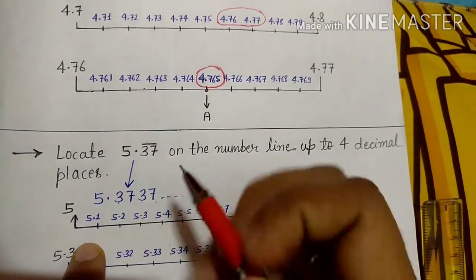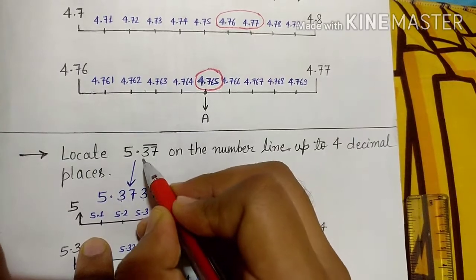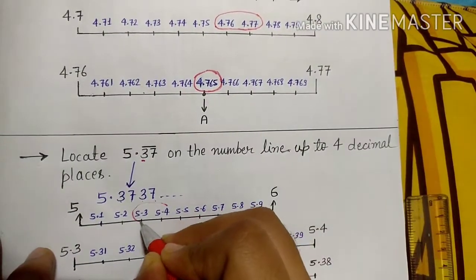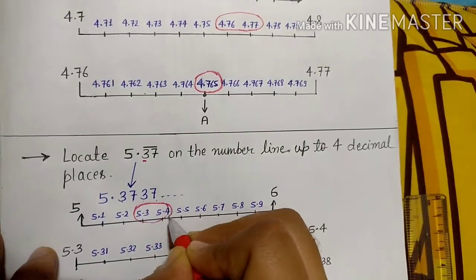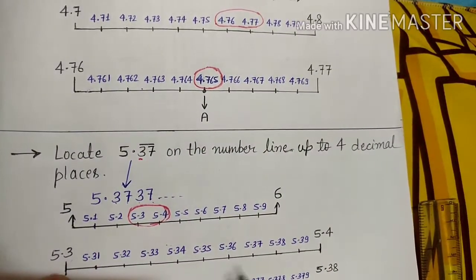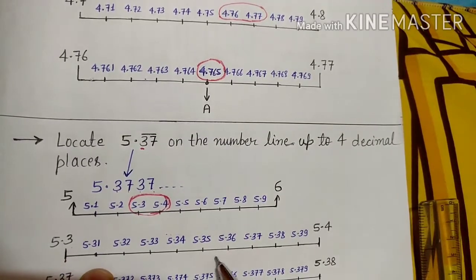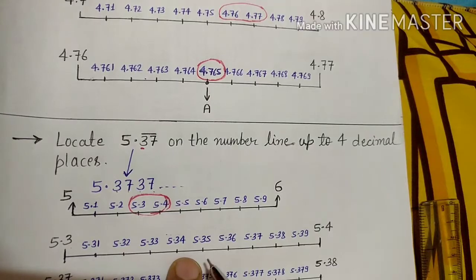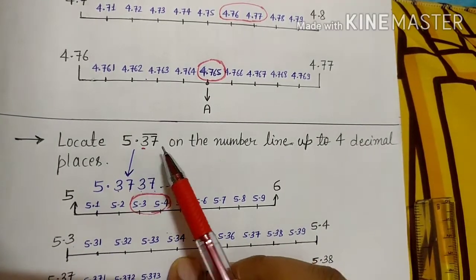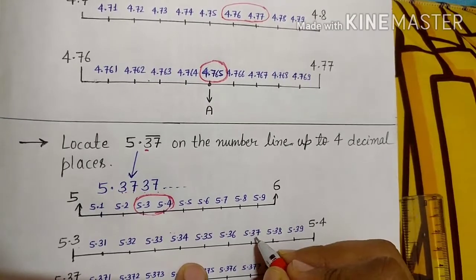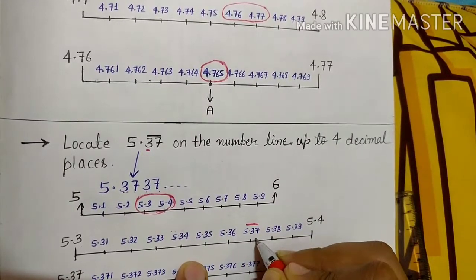Then we have to check where this number will come. 5.3, just the first decimal place. 5.3 is coming here, as you can see, this is the place. So we will take now 5.3 and 5.4. Now again we are dividing into 10 equal parts. Now 5.31, 5.32, 5.33, 5.34 and so on. Now we have to take 5.37. So where is it coming? This is the 5.37.